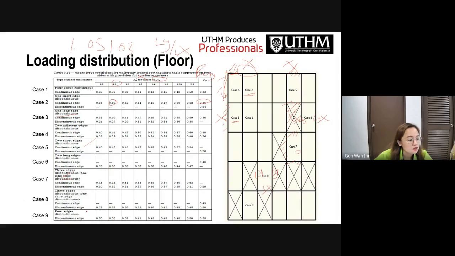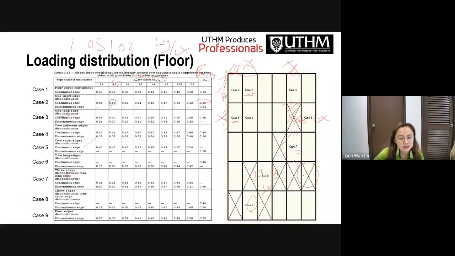Okay. So for case 9, 4 edges discontinue means surrounding it no more slab. So for the area, let's say for the first floor, if you have staircase at that area, it is considered no slab.